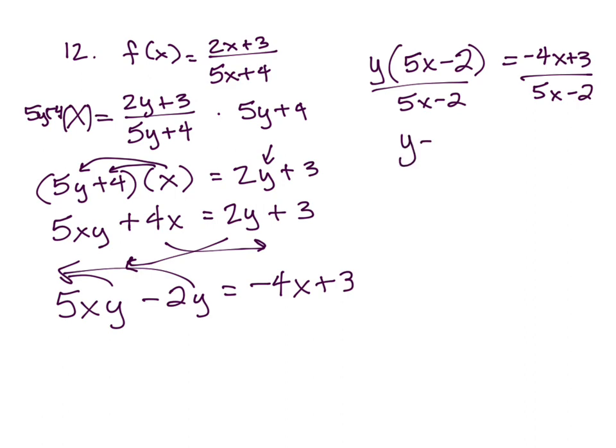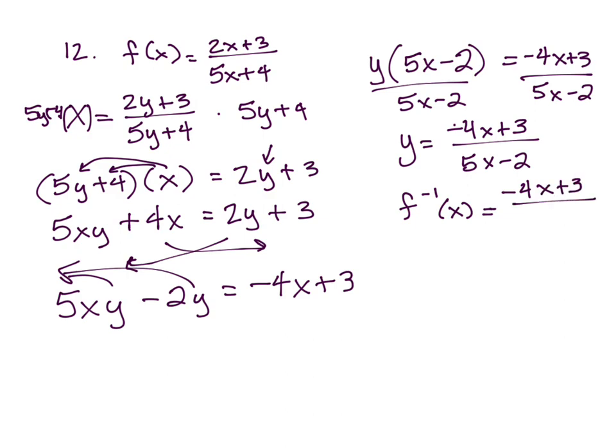So y is equal to negative 4x plus 3 divided by 5x minus 2. Instead of y, we want to go to f inverse of x is negative 4x plus 3 divided by 5x minus 2. That's how you write an inverse function.